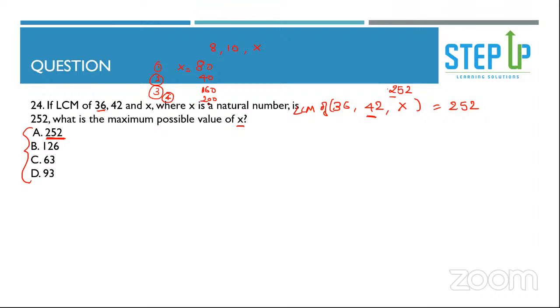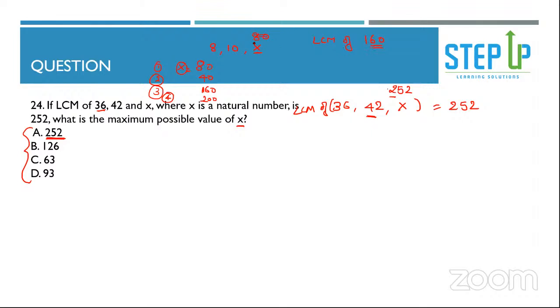So now 200, and it is given that the LCM of these numbers is 160. And we need to find the biggest number. When we look for the biggest possible value for x, can it be 80? If it is 80, then the LCM will be 80. The LCM will not be 160.